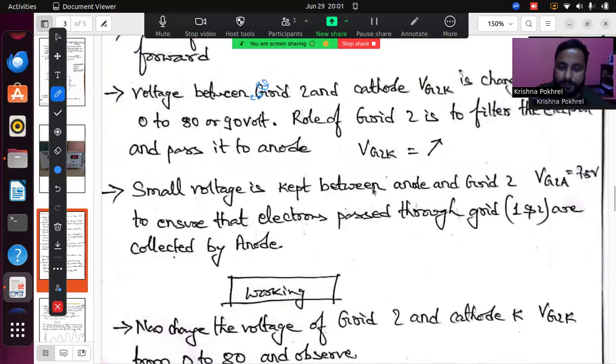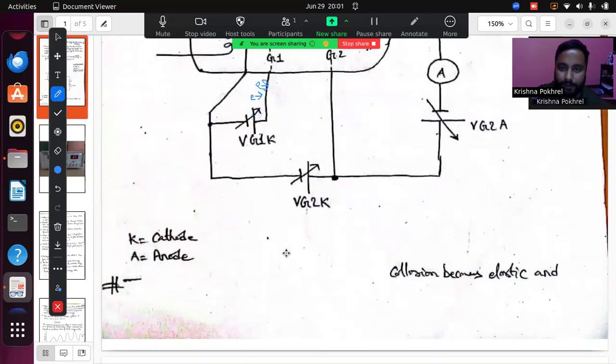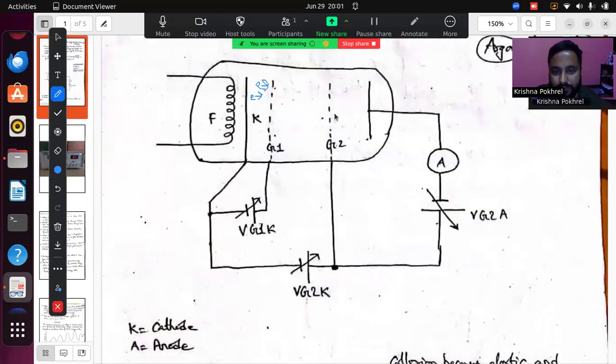Now, a small voltage is kept between anode and G2, that is VG2A. I have told that we'll set this voltage to a constant value, 7.5 volt, to ensure that electrons passed through grid 1 and 2 are collected by the anode. Whenever the electrons get passed through the G2 grid, they should go directly to the anode. For that purpose, we'll set the voltage difference here equal to 7.5 volt. Okay, we are clear.